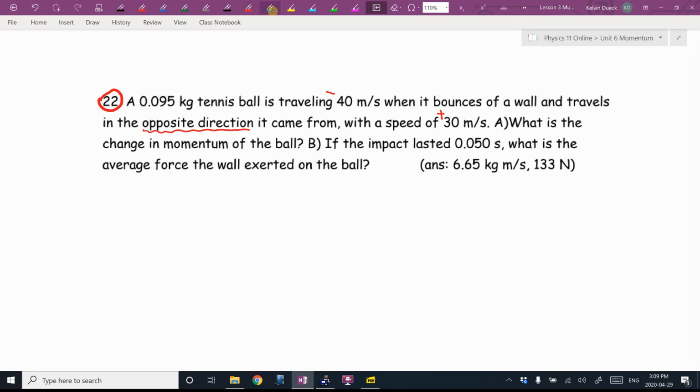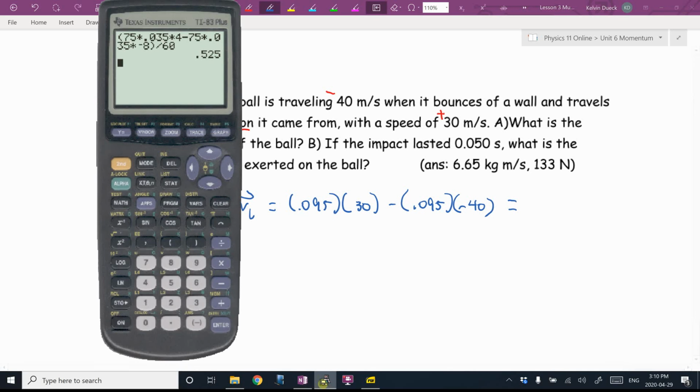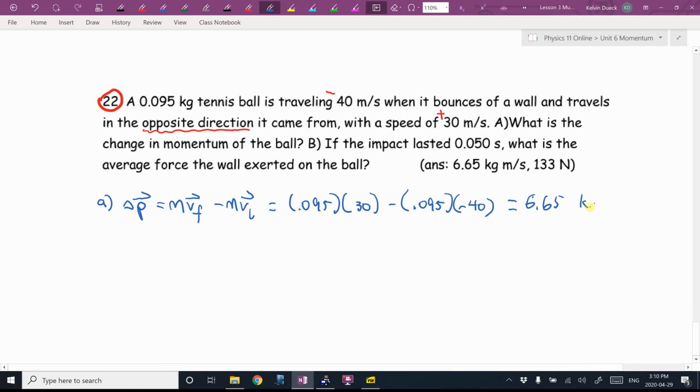And I know that if I let final be positive, the math usually is a bit easier, and you'll see why in a second. A, what's the change in momentum or the impulse? Well, that's going to be mv final minus mv initial. It's going to be 0.095 times 30 minus 0.095 times negative 40. Can you see why I let initial be negative? Because that gives me a minus minus, which is a plus. Doesn't matter which way you let be negative and which way you let be positive, but you have to let one be negative and one be positive. I get positive 6.65. That's in the direction of the final bounce backwards. Kilogram meters per second.